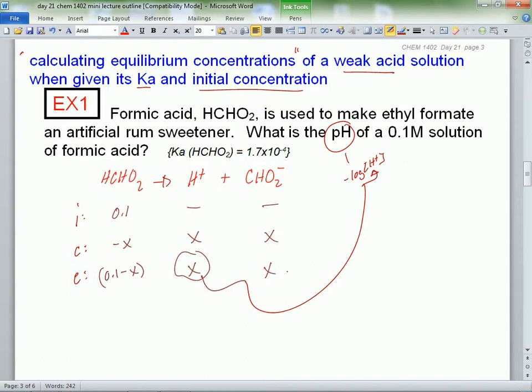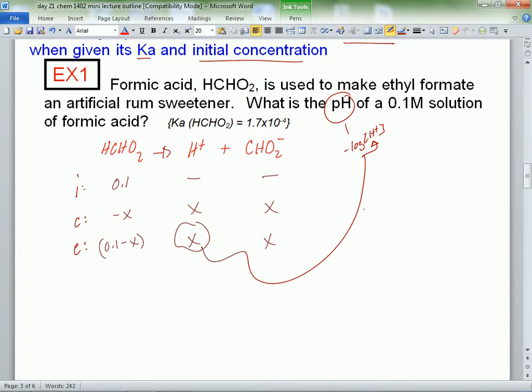Because sometimes they give you one of these equilibrium concentrations. Then you don't have to write the equilibrium constant expression. But they didn't, right? They didn't say, oh, at equilibrium, the formate concentration is something. So we have to write that Ka expression. H plus formate all over this. Now, a lot of folks like to skip this, but I don't think it's a good idea because it's so easy to screw up.